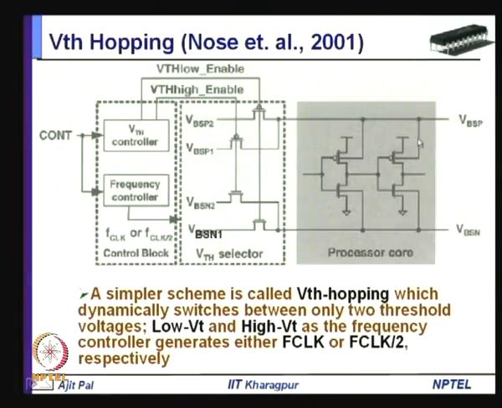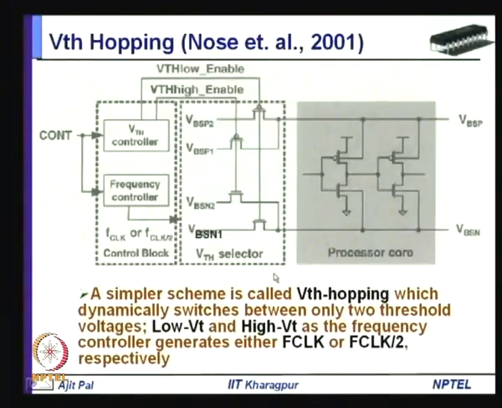So, this is the processor core, where this is the VSP point. All the PMOS transistors have one body bias point, and all the NMOS transistors have one body bias point, VSN. By changing only these two voltages, you can have two frequency modes of operation and two threshold voltages corresponding to the two frequencies. This is how you can hop between two threshold voltages and two frequencies. That is the reason why it is known as VTH hopping.